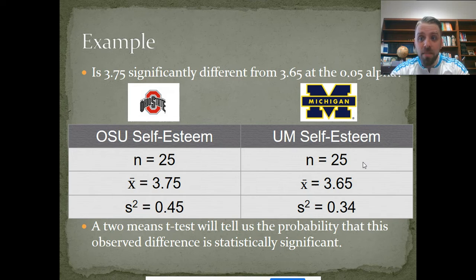So the t-test formula we just ran through is going to tell us the probability that this observed difference is statistically significant. Because again, I know there's a difference here, but is it due to random chance? Is it just due to sampling error? Or is it likely to be expressing a real difference in the self-esteem levels of these two populations?